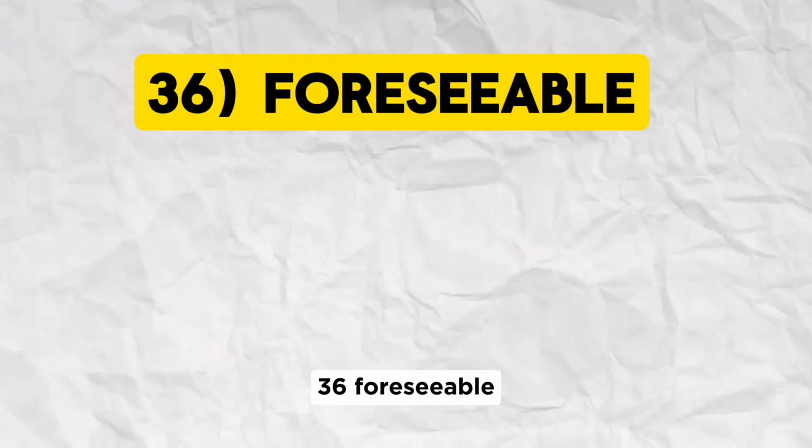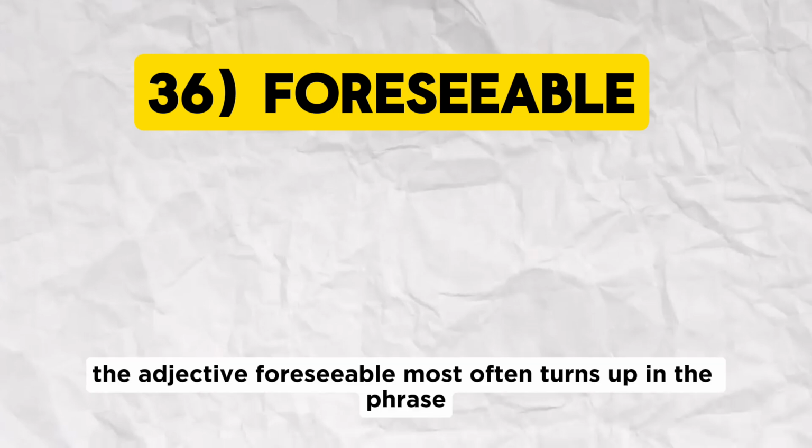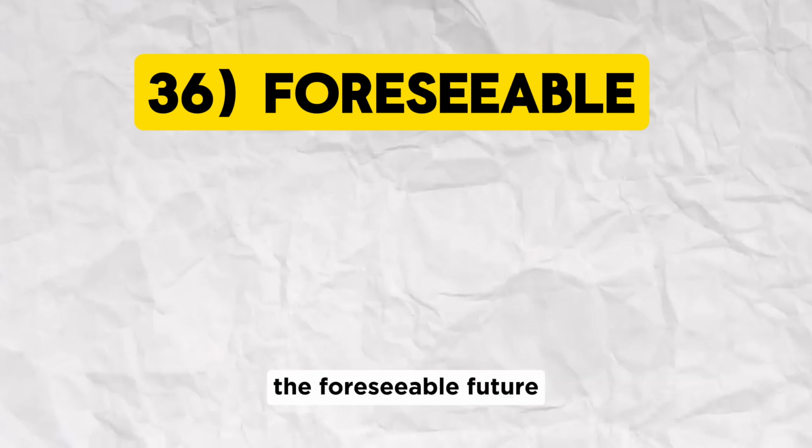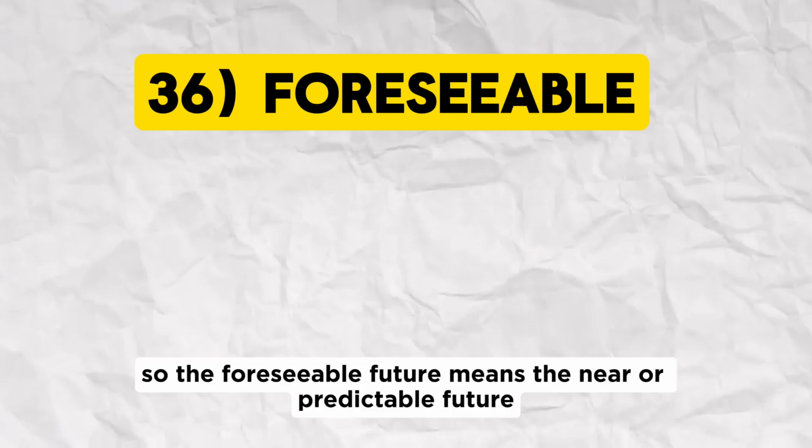36. Foreseeable. If you know something's coming, it's foreseeable. The adjective foreseeable most often turns up in the phrase the foreseeable future, which basically means as far in the future as I can predict. So the foreseeable future means the near or predictable future.